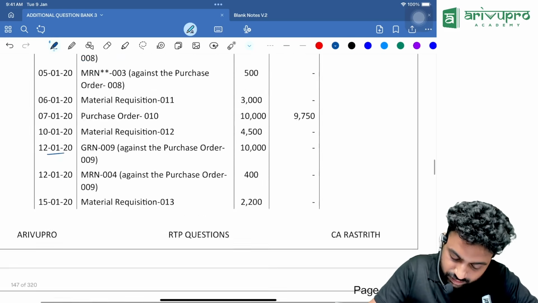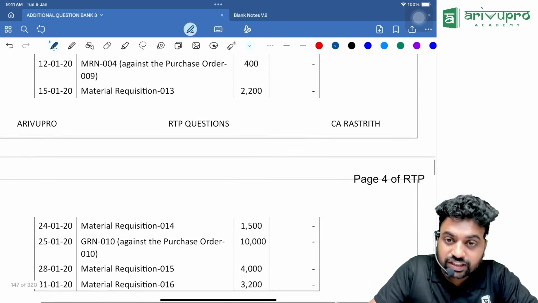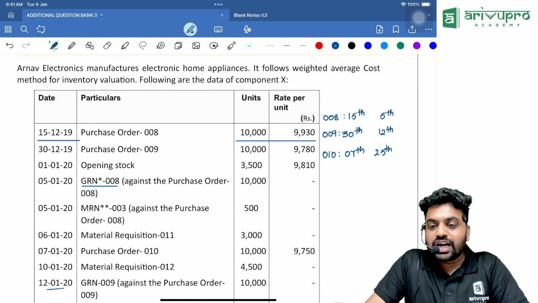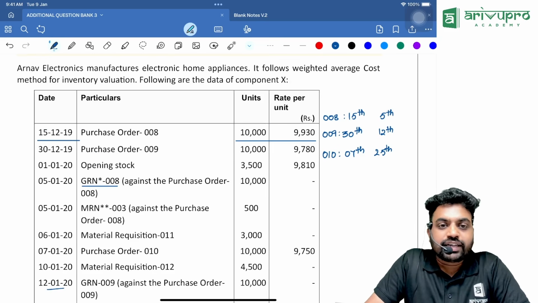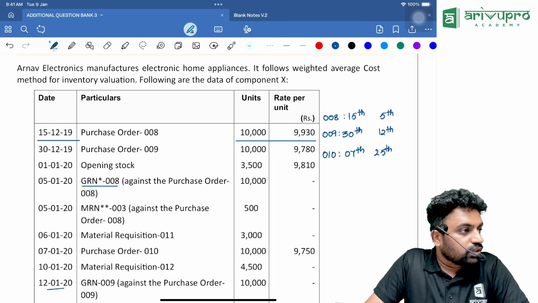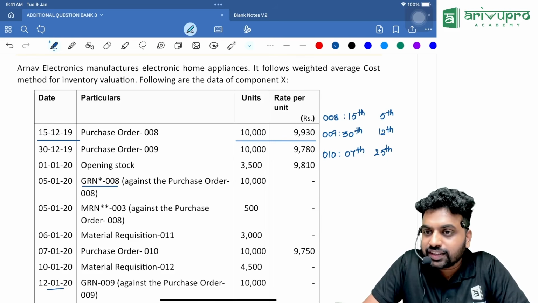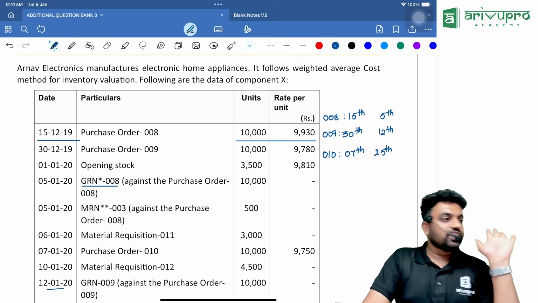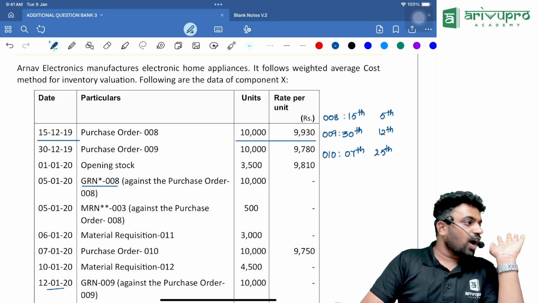Correct? I don't think so. Any other purchase order dates? Now, guys, either you exclude the order date or you exclude the goods received date. You should not consider both. Okay? Now try to understand. The 15th we are excluding. Generally we will exclude the order date.